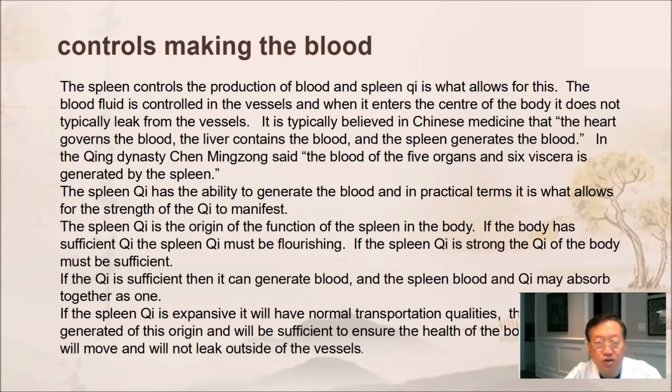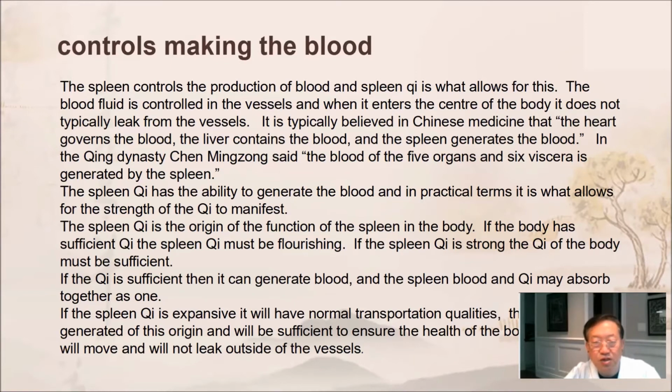It is normally believed in Chinese medicine that the heart governs the blood, the liver contains the blood, and the spleen generates the blood. In the Qing dynasty, Chen Mingzong said, the blood of the 5 organs and 6 viscera is generated by the spleen. The spleen qi has the ability to generate the blood, and in practical terms is what allows for the strength of the qi to manifest. The spleen qi is the origin of the function of the spleen in the body.